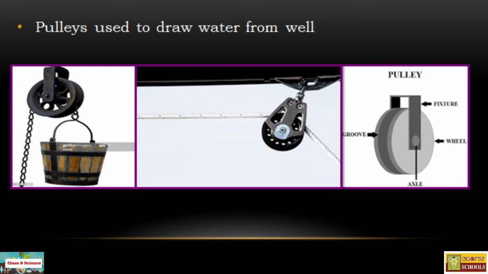Second example will be pulleys used to draw water from the well. Using pulleys, drawing the water from the well is another example of rotational motion. The pulley is going to rotate, and by that you can get the water from the well. We have three different kinds of pulleys shown here in this picture. The pulley is rotating all the time, so the motion of the pulley is nothing but rotational motion.